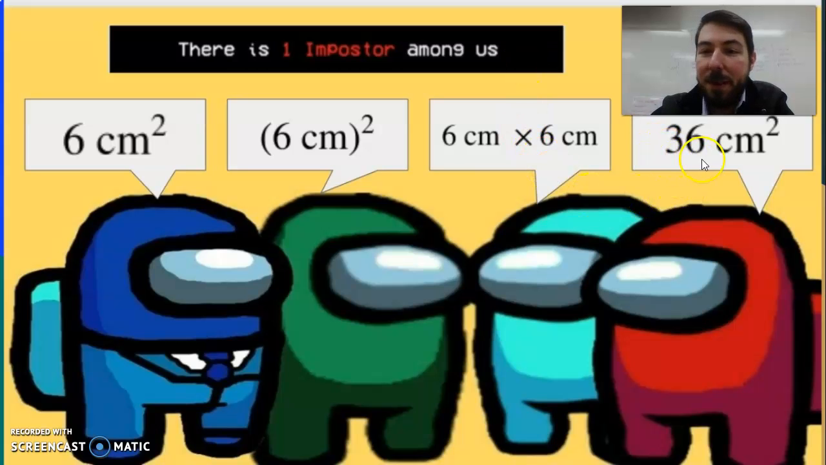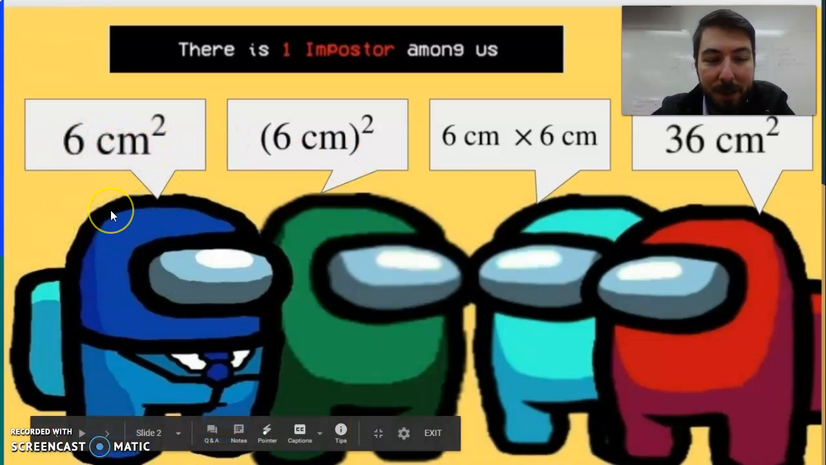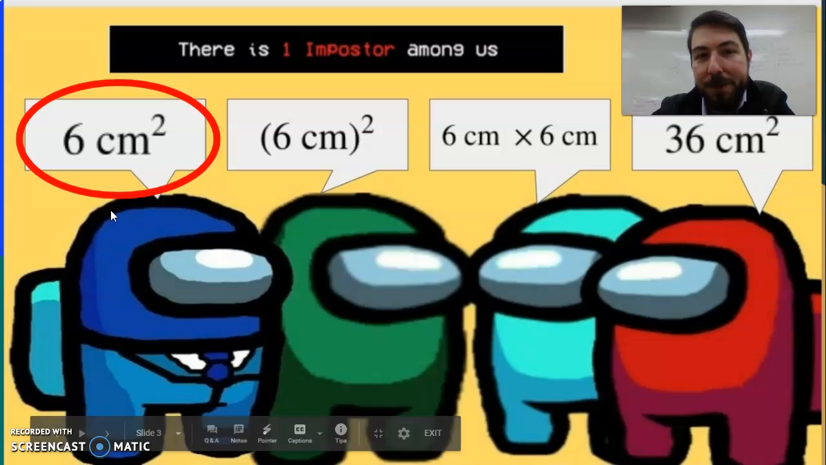Well, this one is 36 centimeters squared. This one is 6 times 6, which is 36. This one is 6 squared, which is also 6 times 6, which is 36. And this one is just 6. So this one here is the imposter.